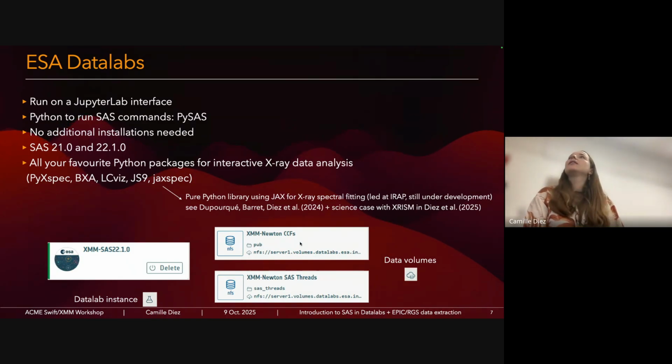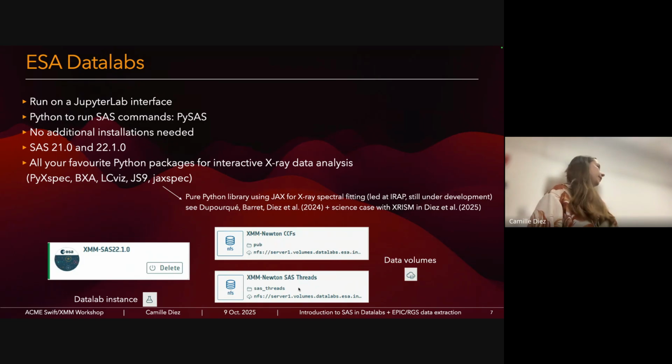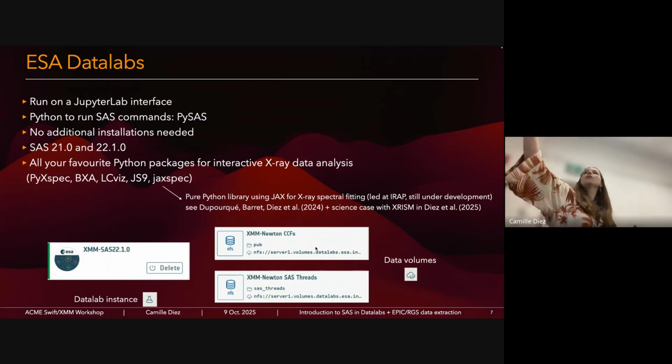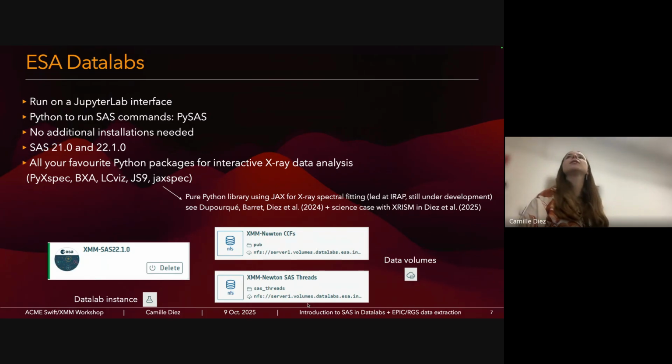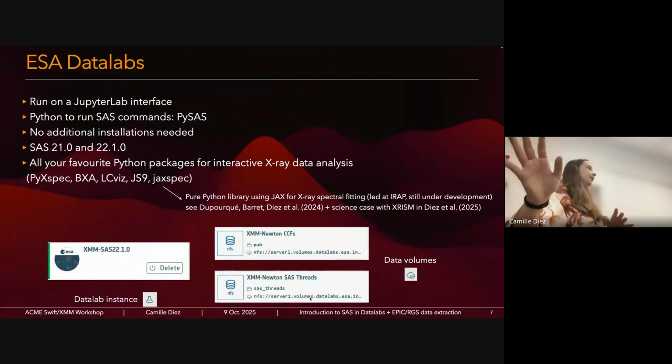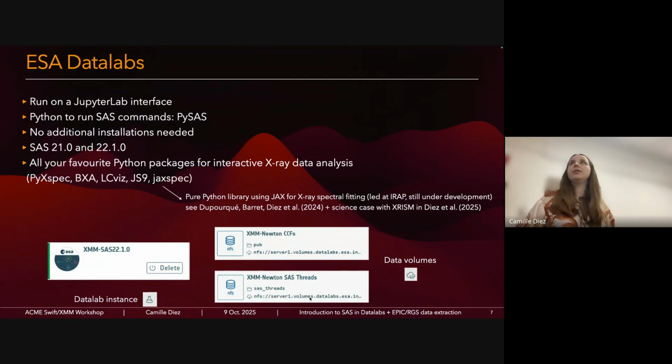And this is called the data volume. So here you have the calibration files that Aitor mentioned before, and all the SAS threads. So again, with the calibration files, you don't need to download anything. You just associate the data volume to your account, and you also associate, if you want, all the SAS threads directly to your account, so that you don't even need to copy paste from the web. You have everything there directly in your folders. You can interrupt me at any moment if you have any questions.